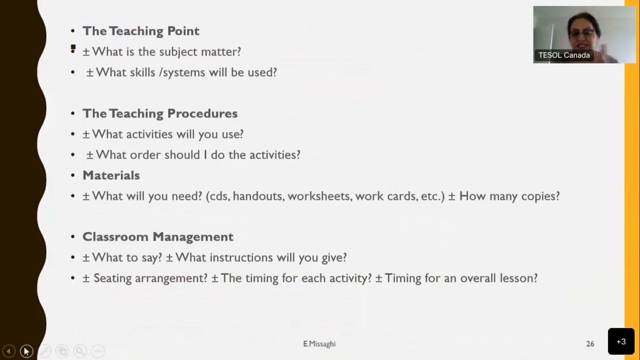Do you need CDs, handouts, worksheets, cards? What do you need? How many do you need? If you want to email it, how many people do you need to email? And even think about class management, how to put the seats, how to make the groups in your online classes. How many breakouts do you need?